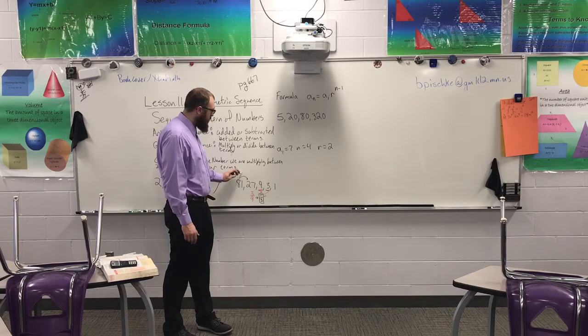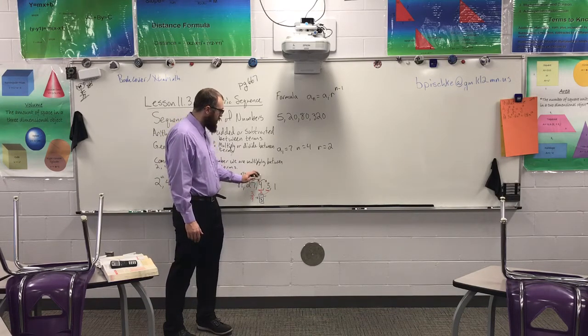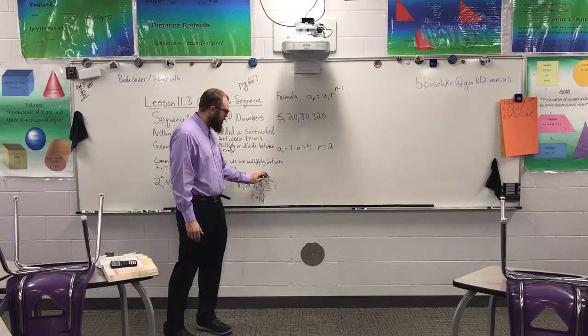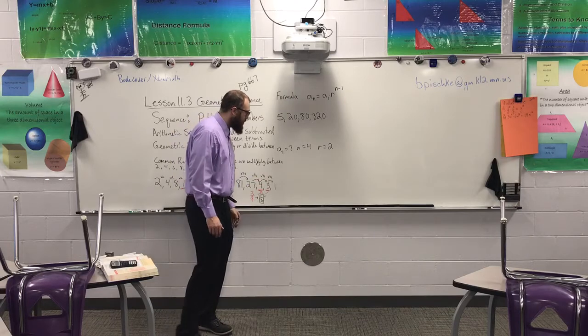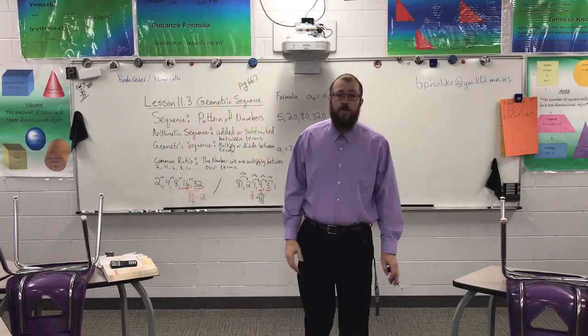1/3 of 81 is 27. 1/3 of 27 is 9. 1/3 of 9 is 3, and 1/3 of 3 is 1. If I were to go further, I'd end up at 1/3, because 1 times 1/3 is 1/3.